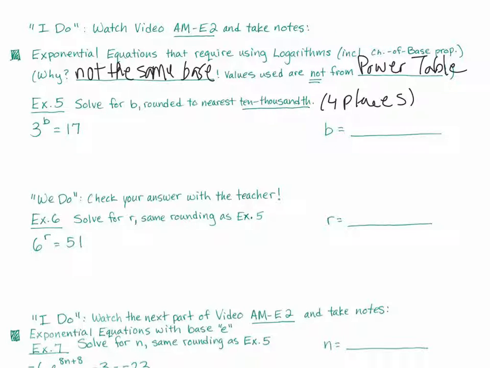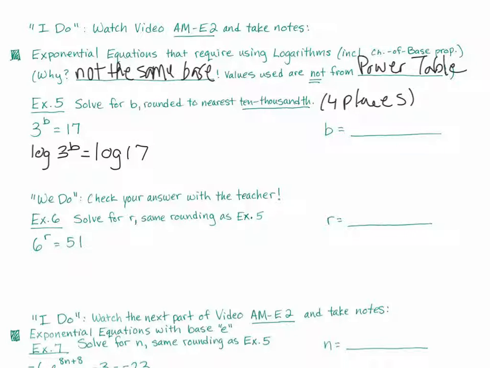So for this first one, we want to say 3 to what power equals 17. In order to do this, we're going to take the log of both sides, and that's just the common log base 10, so we don't need to write a subscript. So we've got log of 3 to the b on one side equals log of 17.